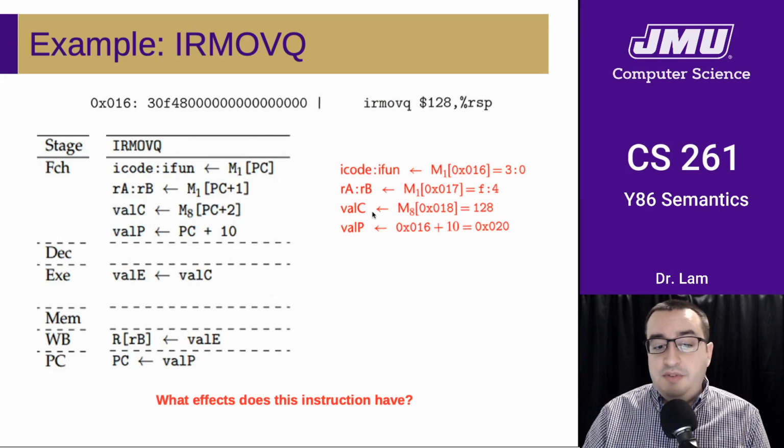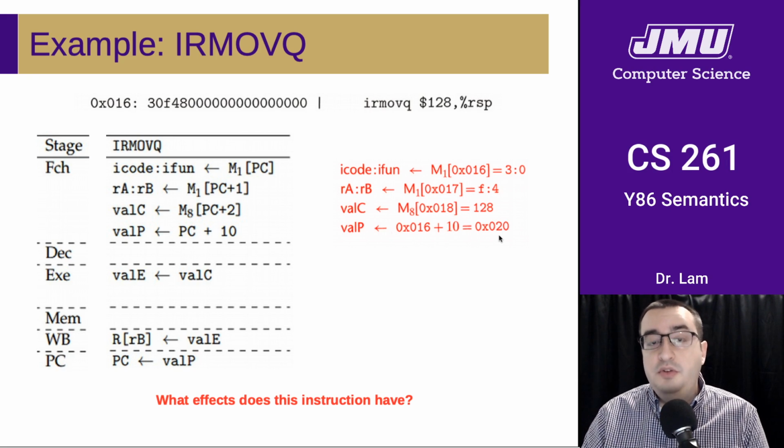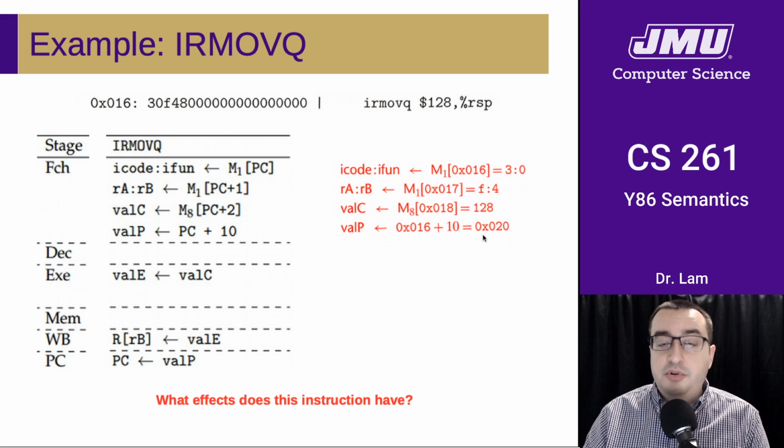The constant value that we get out of our instruction is going to be the rest of these bytes. And so again, if you were to work this out from hexadecimal to decimal, then you'll see the value is 128. So that's our val-c. And then we do the addition here, and we see that this will be the new value of the program counter when we're done executing this instruction.